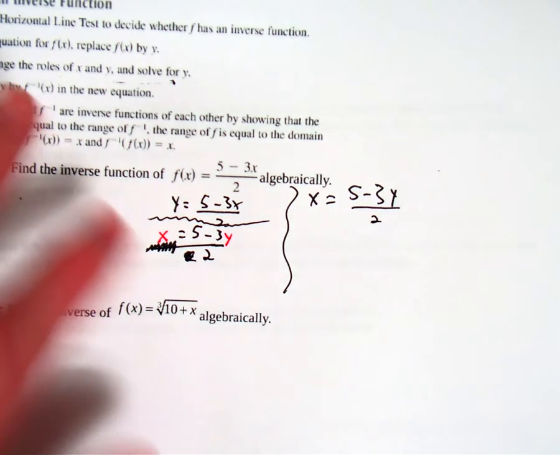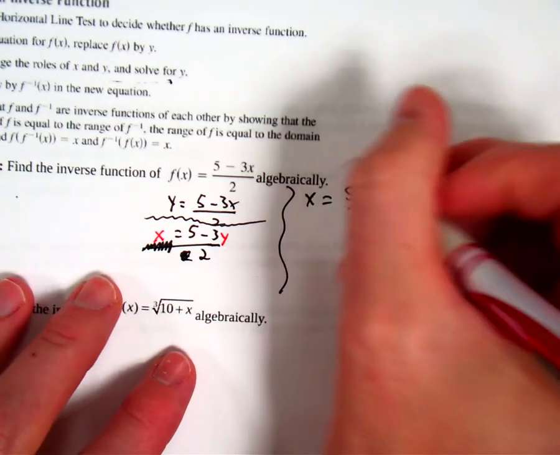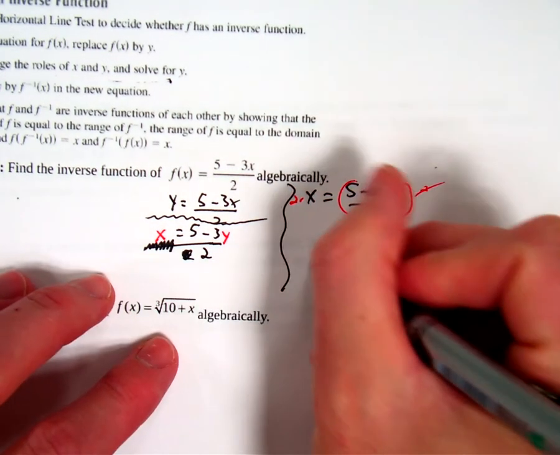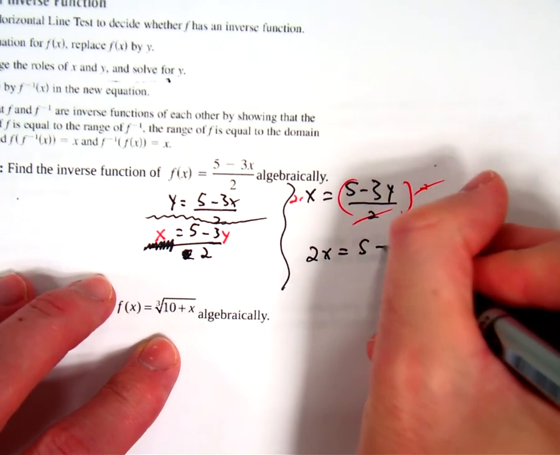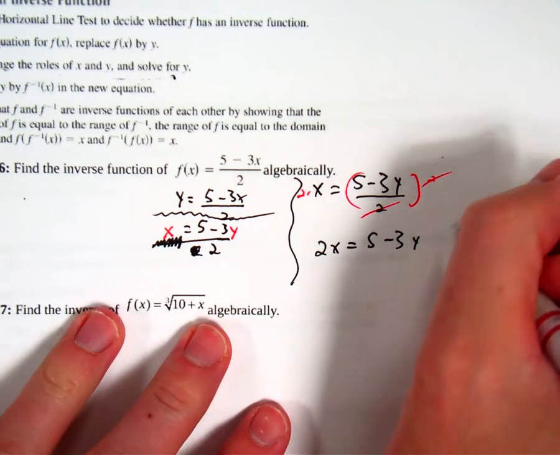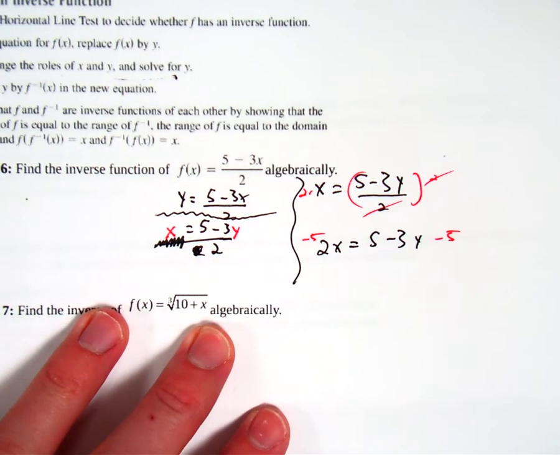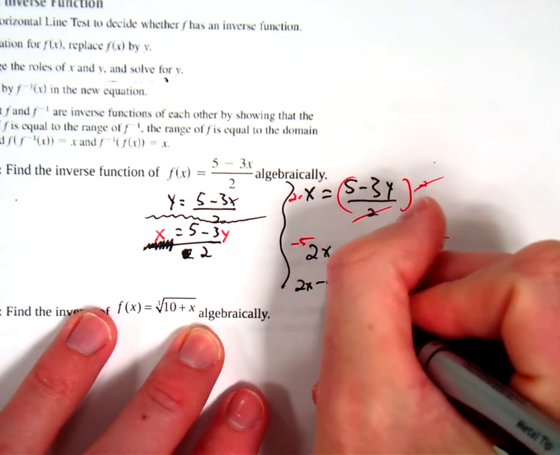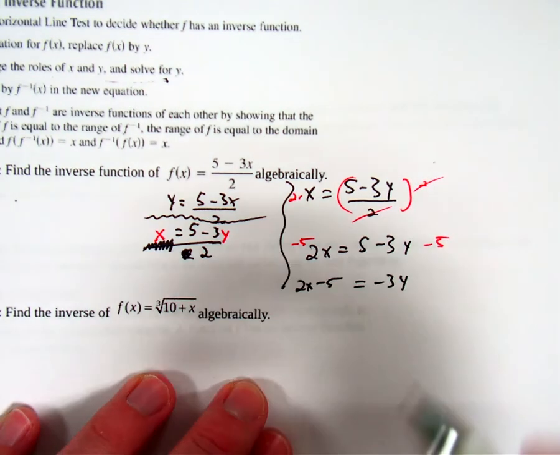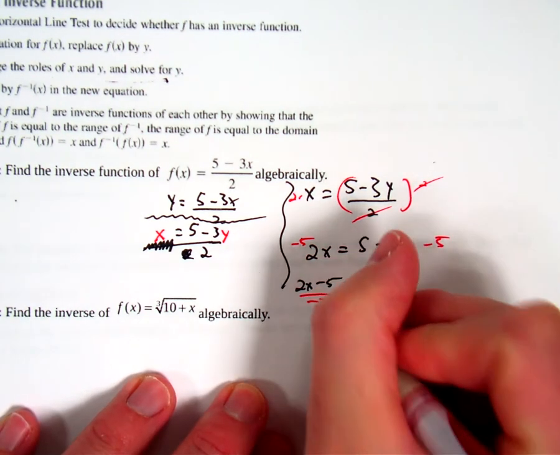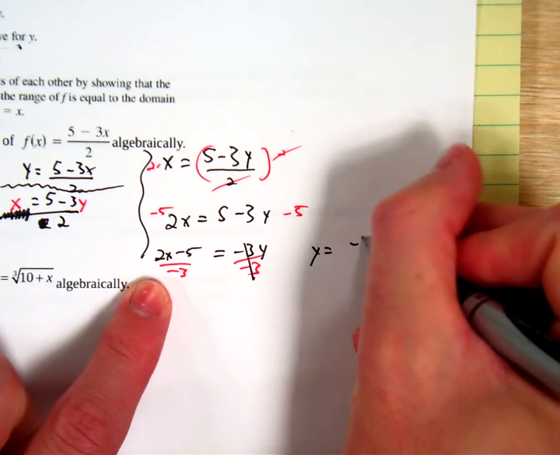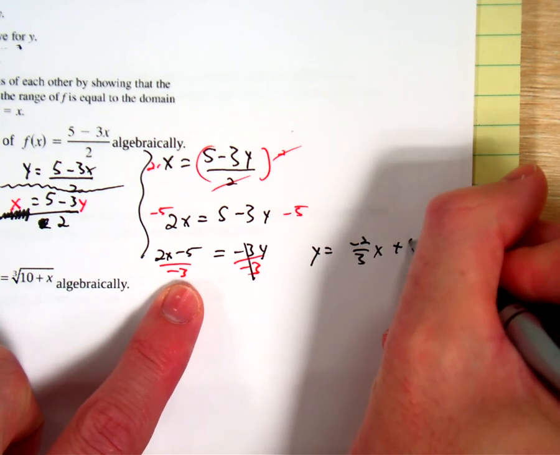And resolve for y. So we're going to multiply that 2 up. x equals 5 minus 3y. It's going to be tricky here in this step. We'll see. Minus 5, minus 5. Now we're going to divide by negative 3. So y equals negative 2/3 x plus 5/3.